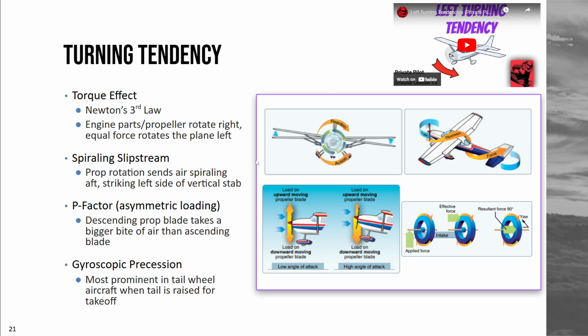Spiraling slipstream. Our prop rotates, spiraling air around our aircraft, hitting the horizontal stabilizer on the left side, yawing that aircraft to the left. That's an easy one to understand.